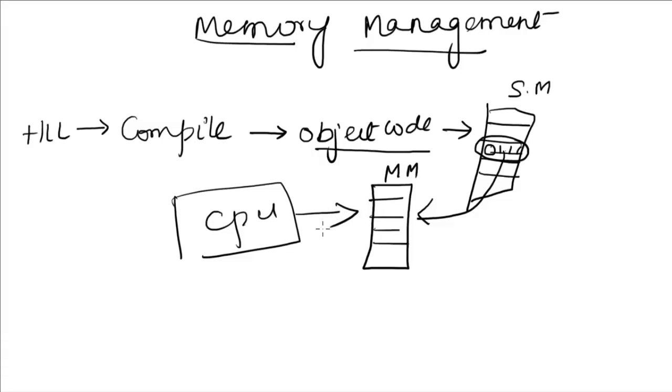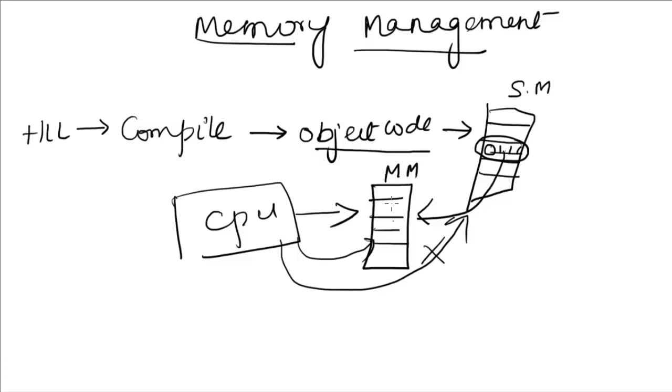Now we may get the doubt: why does the program have to be brought from secondary memory to main memory? The CPU will have access only to the main memory. The CPU will not have access to the secondary memory. That's why every time I want to execute any program, the program must be brought into the main memory. Who will do all these things?